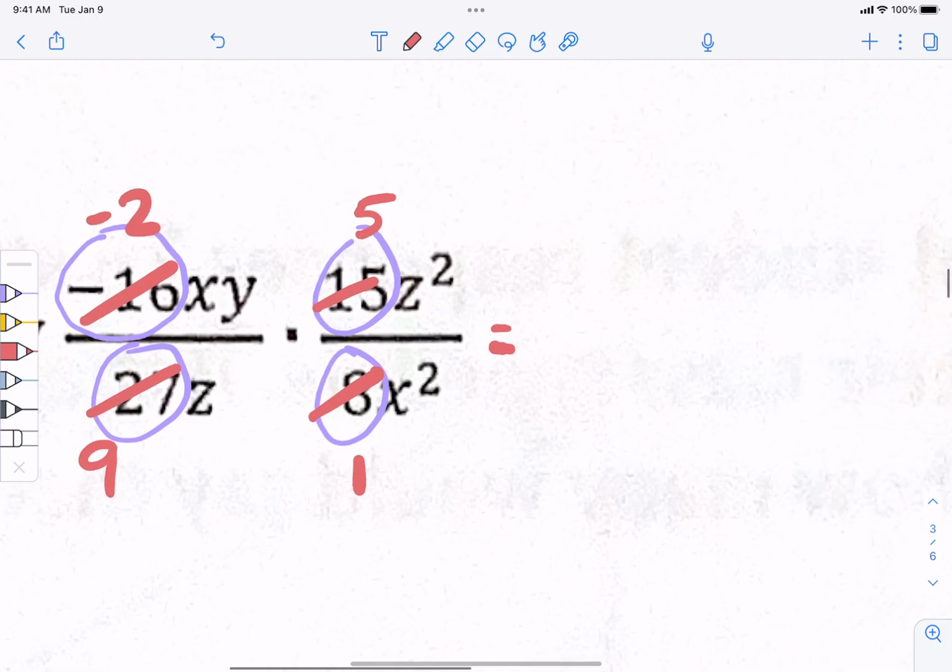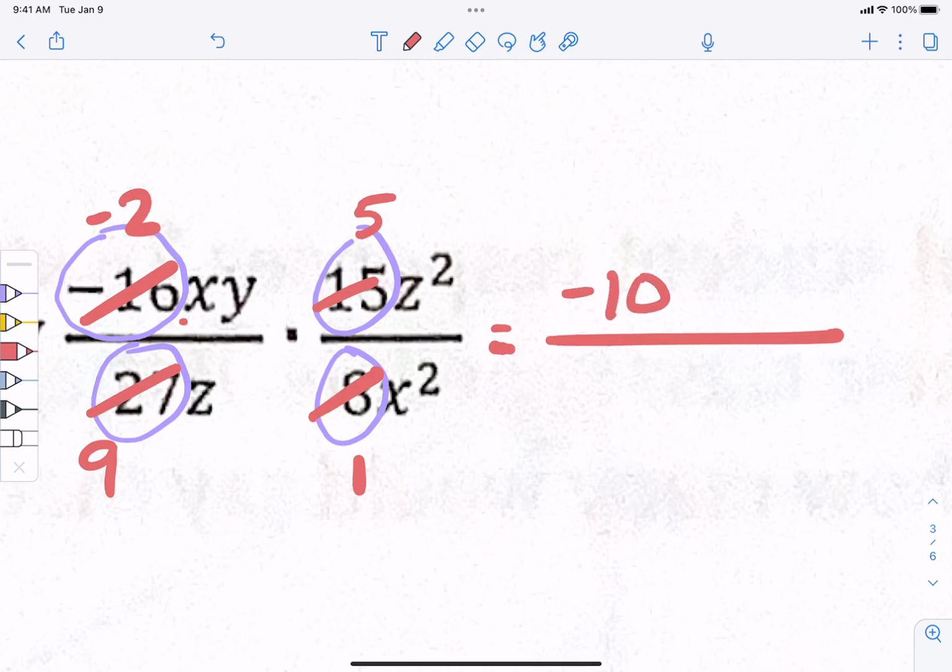On the top, you could start canceling your X's and Y's and Z's, but I don't usually, because it's kind of a mess. So I just clean the house and do all of the tops together. Negative 2 and 5 is going to make negative 10. I have X, Y, Z squared on the top if I combine all of them. What's on the bottom? 9, and Z and X. I'm going to go X squared and then Z. It doesn't matter what order you put them in.